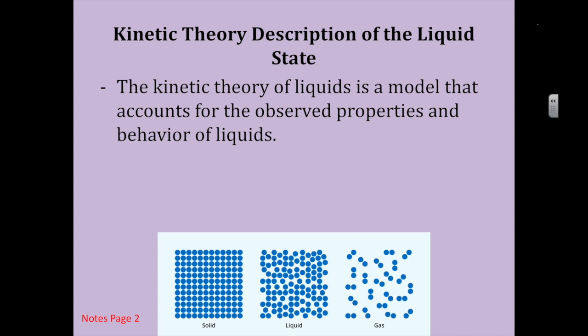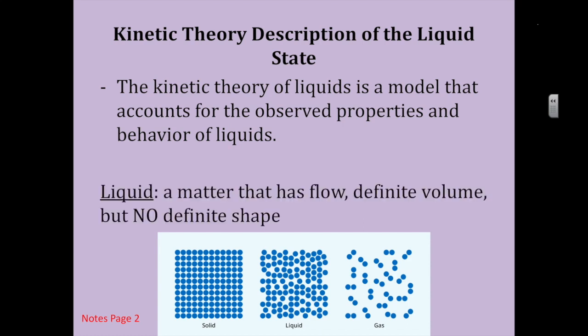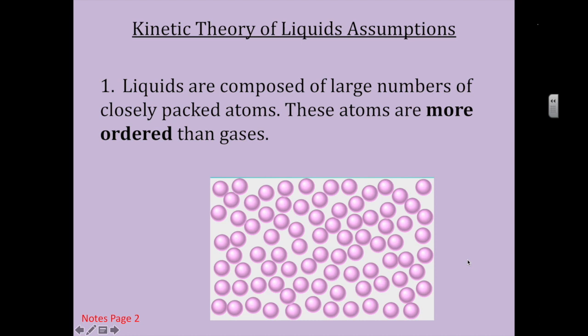So the kinetic theory of liquids is a model that accounts for the observed properties and behavior of liquids. And a liquid is officially defined as matter that has flow, definite volume, but no definite shape. Here you have a solid and a liquid and a gas. The liquids are going to look like this in a comparative sense. Now there are two different parts of the kinetic theory for that.